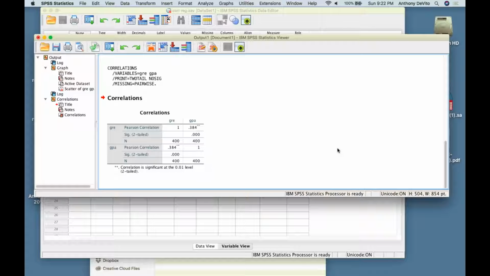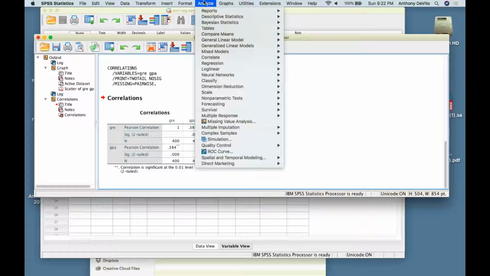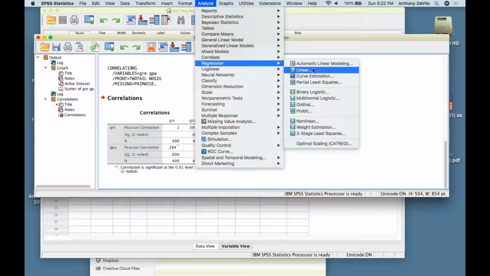Okay, so let's take this a step further now. We're going to go to Analyze, and we're going to do a process called regression. We're going to analyze how predictable one variable is based on the value of the other variable. So, of course, this is only for numerical variables, and it goes along with correlation. So I'm going to go into Regression. I'm going to go into Linear.